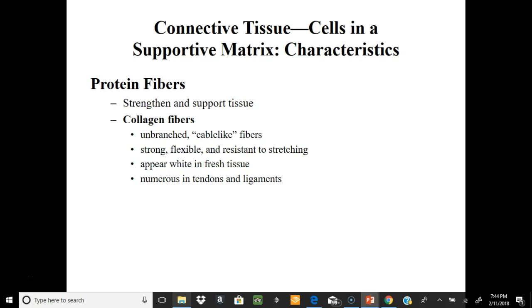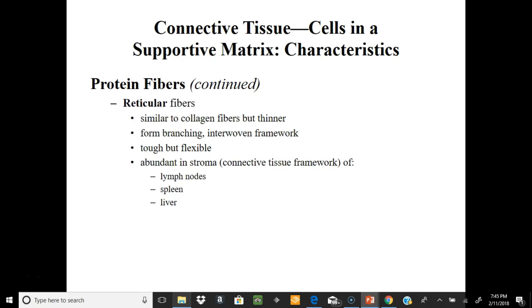So we have these fibroblasts, and their job is to produce fibers that are found in connective tissue. There are different fiber types, and each of the fiber types has different functions. So collagen fibers, very important to connective tissue. These are flexible yet very strong protein fibers that protect different organs. We'll find them in ligaments and tendons, in bone.